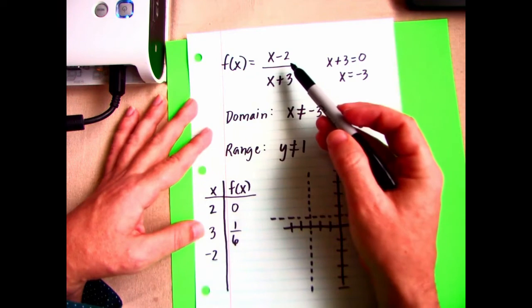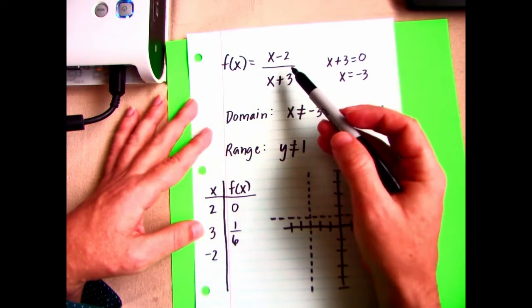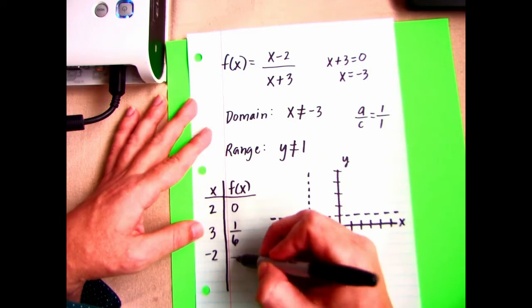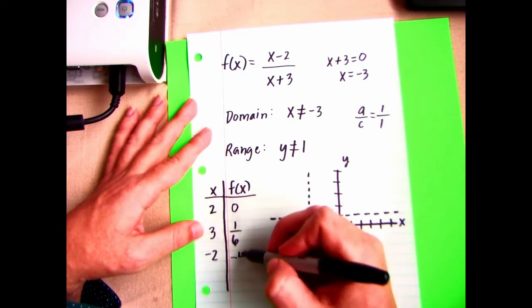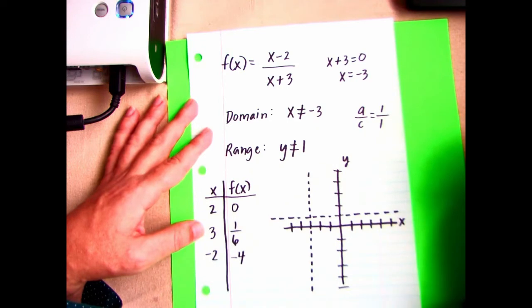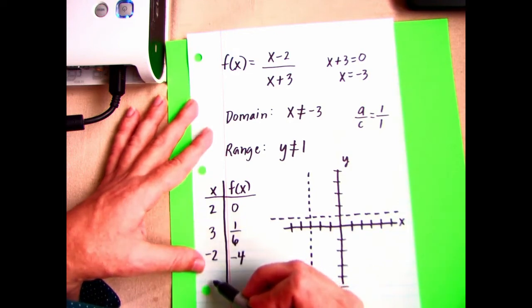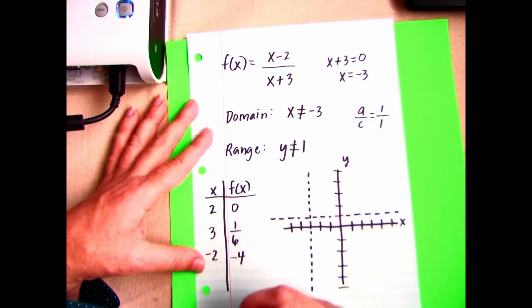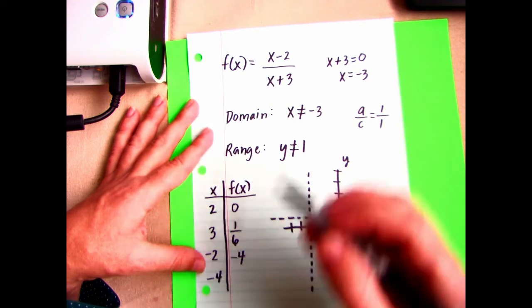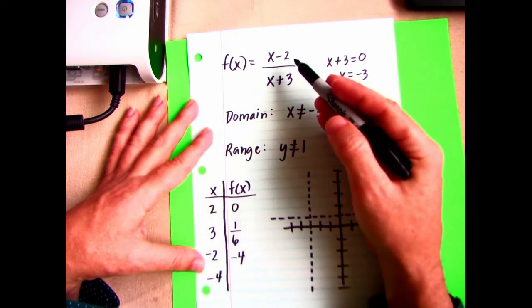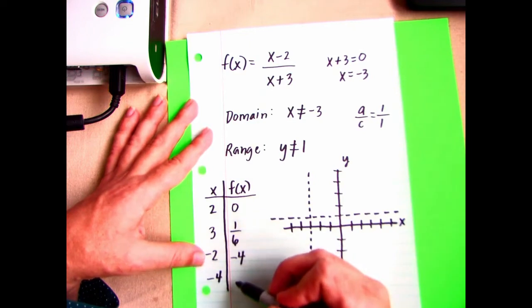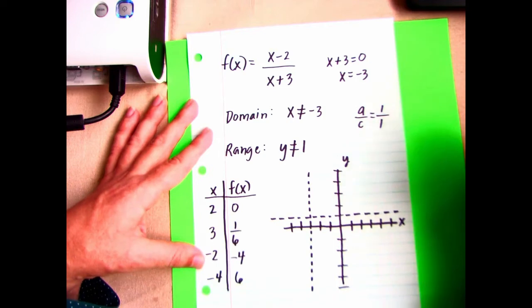When x is negative 2, you get negative 4 over 1. So negative 4. And one more. When x is negative 4, you get negative 6 over negative 1, so positive 6.